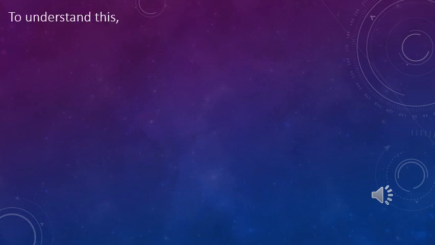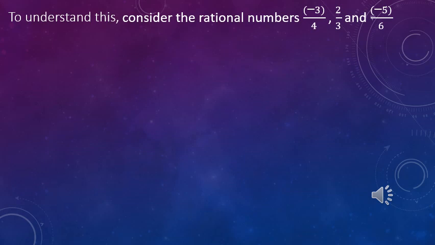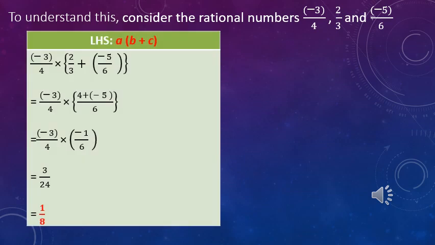Let us understand distributivity of multiplication over addition. To understand this, we have taken three rational numbers: minus 3 upon 4 as A, 2 upon 3 as B and minus 5 upon 6 as C. Now in the LHS we are taking the expression A multiplied by B plus C in the bracket and we solve as per the expression. After solving, we get the final answer as 1 upon 8.